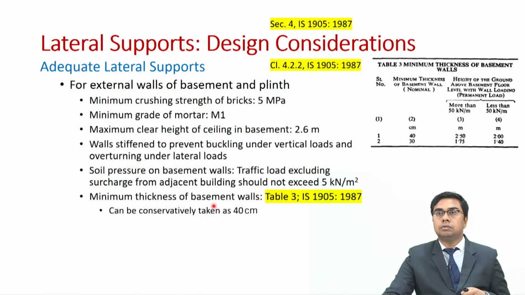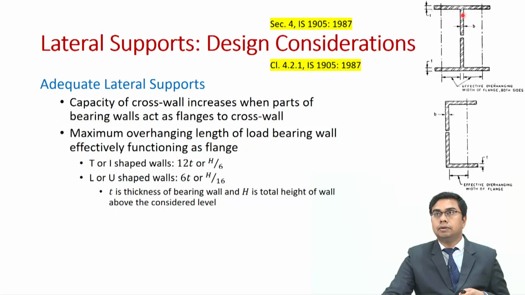The minimum thickness of basement wall as per table 3 of IS 1905 1987 shall be conservatively taken as 40 centimeters. In this case, as you can see, this is table 3 obtained from the code, and you can also have a 30 centimeter thick basement wall in some cases, depending on the height of the ground above the basement floor level, etc. But conservatively, I suggest you consider the thickness of basement wall to be always greater than or equal to 40 centimeters. Further, you can also have lateral supports coming from other walls.